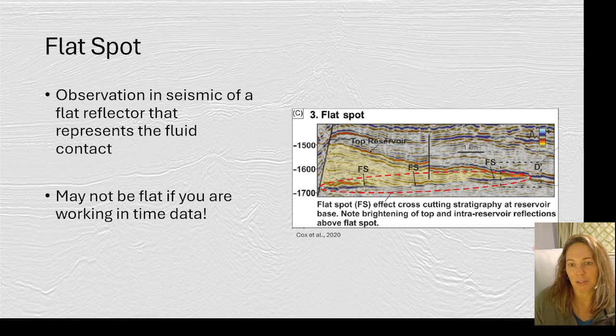And then that flat spot you could see in any of these types of reservoirs, and you could also just see it by itself sometimes. This is where you get a reflection within the reservoir itself, typically between the top and the base of it, and it looks flat compared to the dipping strata around it. If you're working in time data, keep in mind that it may not look perfectly flat because of velocity differences, so it may be cocked at a little bit of an angle. You can see that here, how the flat spot is dipping just a little bit.